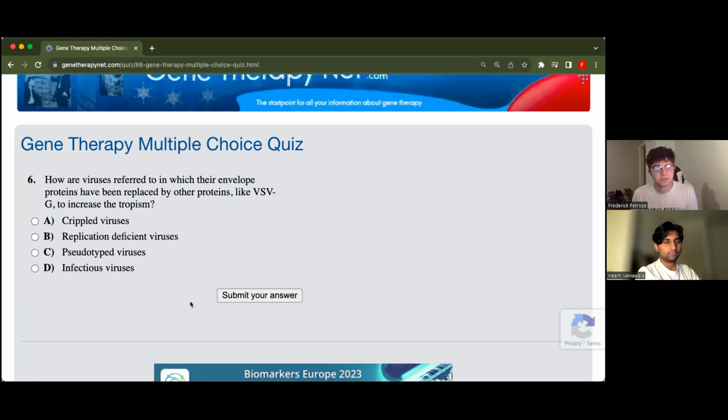Next question. How are viruses referred to in which their envelope proteins have been replaced by other proteins like VSVG to increase the tropism? Is it A, crippled viruses, B, replication deficient viruses, C, pseudotype viruses, or D, infectious viruses? I don't think it's D. It's not B. I want to go with pseudotyped because we have like a pseudonym. Isn't that like same person, different name?